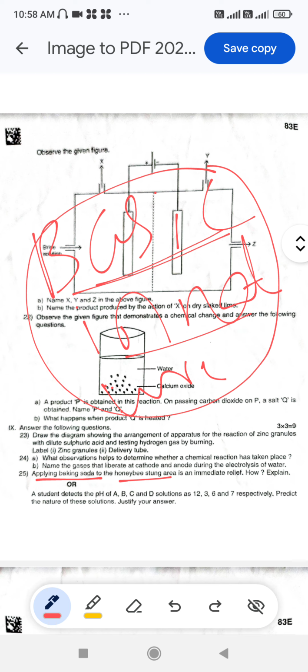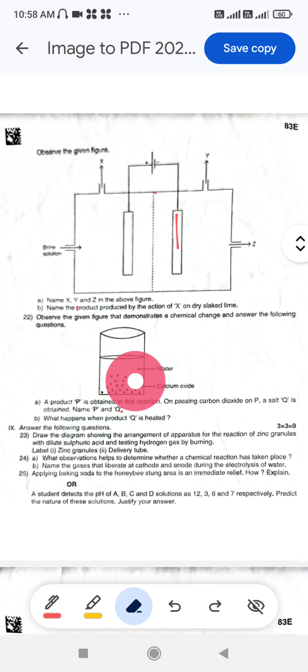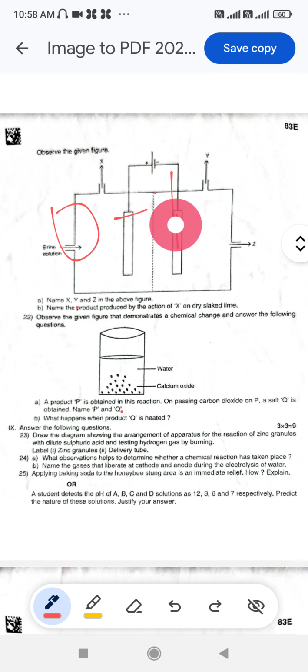Another question is there. What is that question? A student detects the pH of solutions A, B, C, D as 12, 3, 6, 7 respectively. Predict the nature of these solutions and justify your answer. Here we already know the pH scale. What is the pH scale? It is a scale of numbers, 0 to 14.